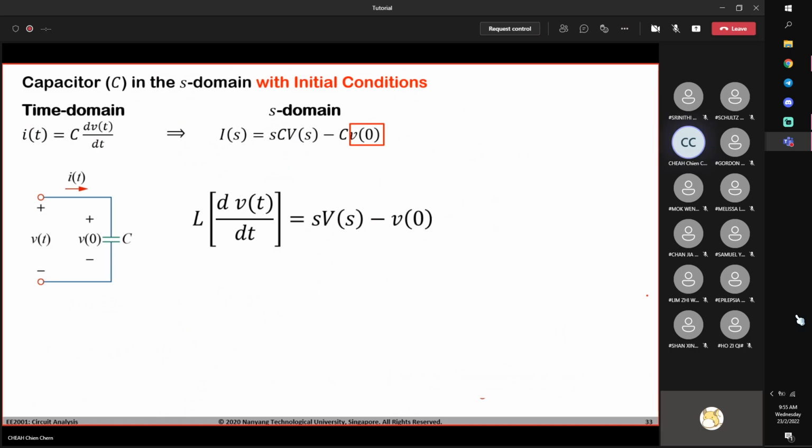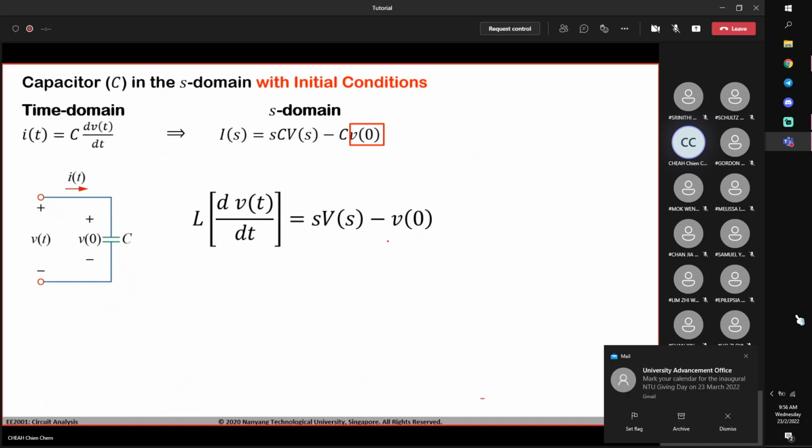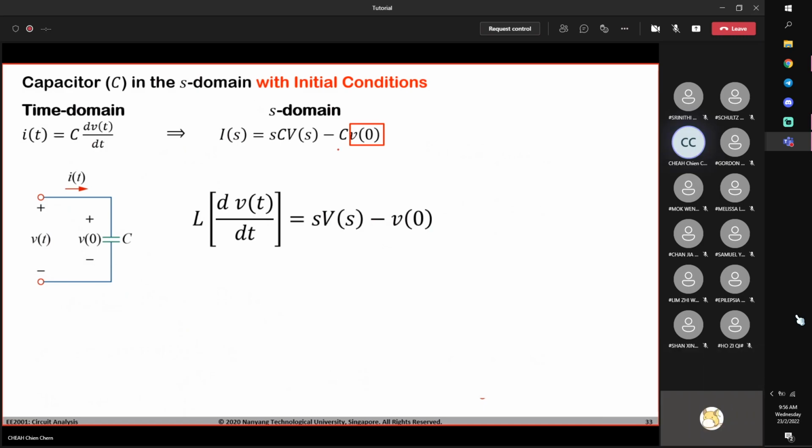Now, what about with non-zero initial conditions? You have seen the case of zero initial conditions, but in circuits, you know that your capacitor could be initially charged. When you want to charge up your handphone, you may not start from 0, right? You may start from 20%, so there's an initial storage, which you need to consider in your modeling.